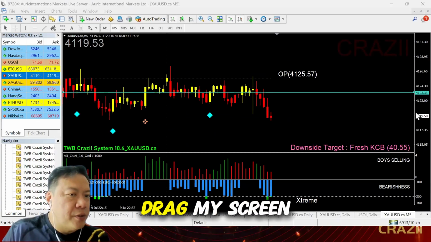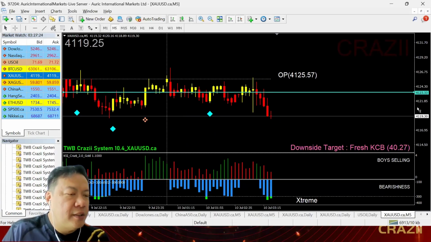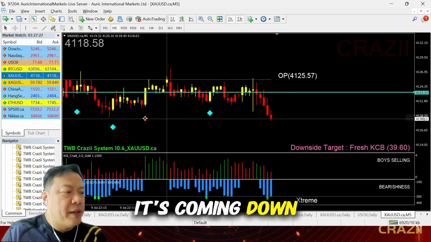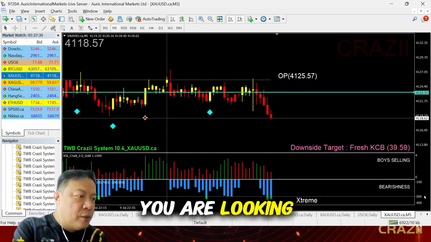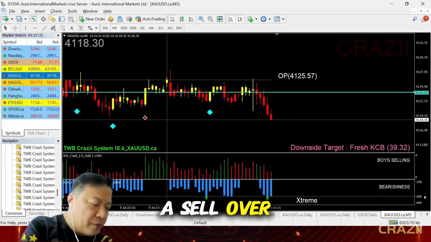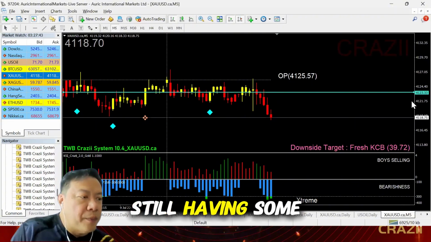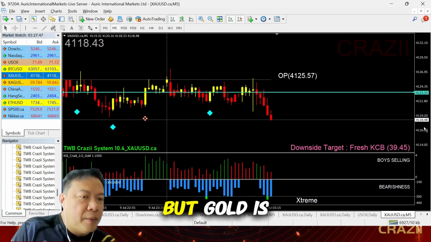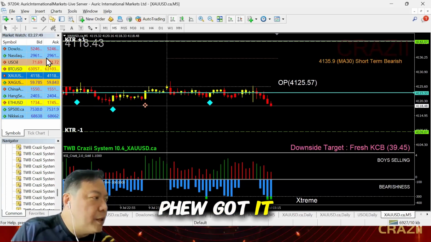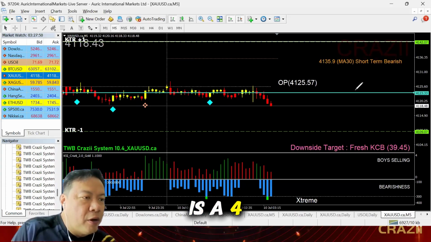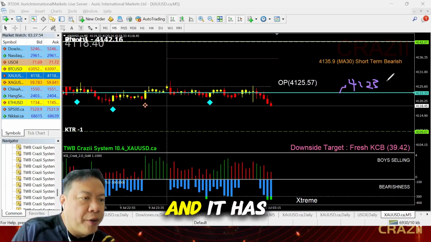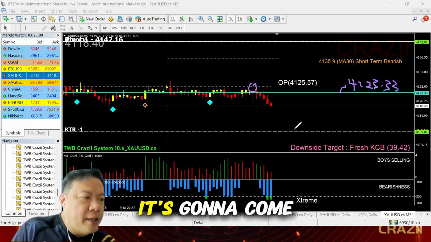Okay, I'm trying to drag my screen down. It's kind of stuck. Okay, it's coming down by the way. So traders, if you are looking to do some sell position, you can put a sell over there right now. Still having some issue to drag it down. But gold is coming down right now. Okay, got it. So this is 4123.33. And it has rejected OP. So most likely it's going to come down to here.